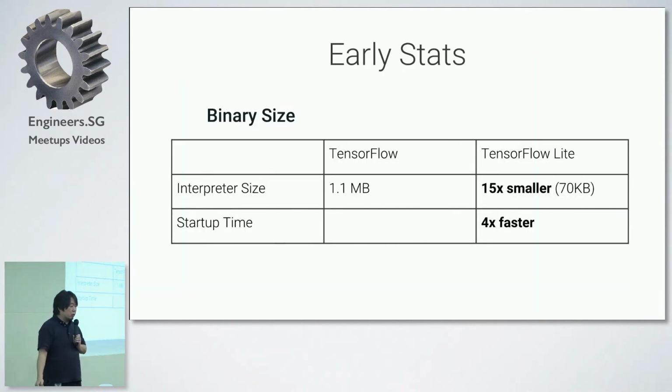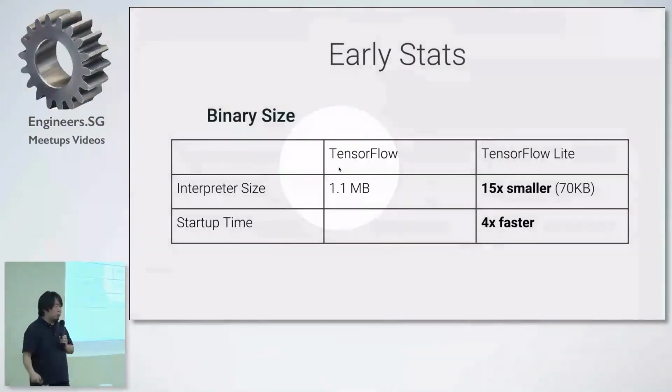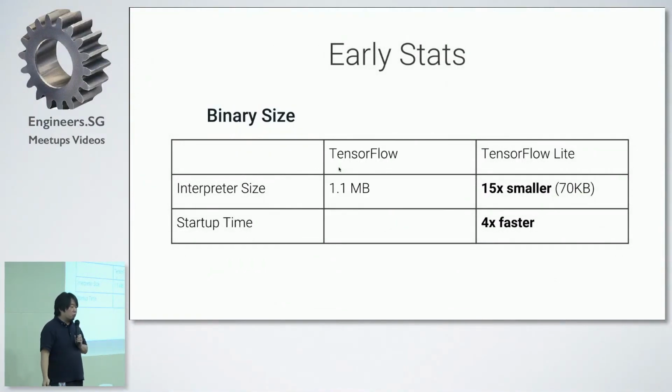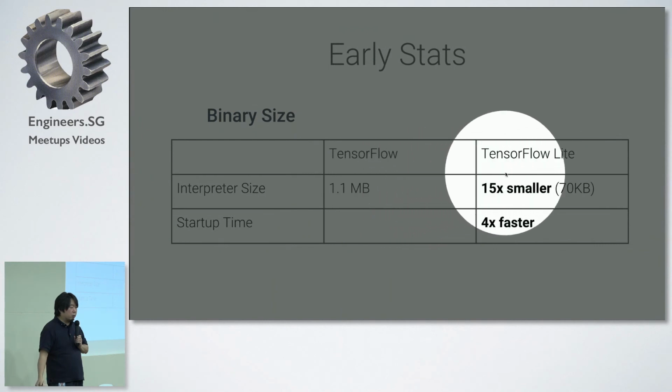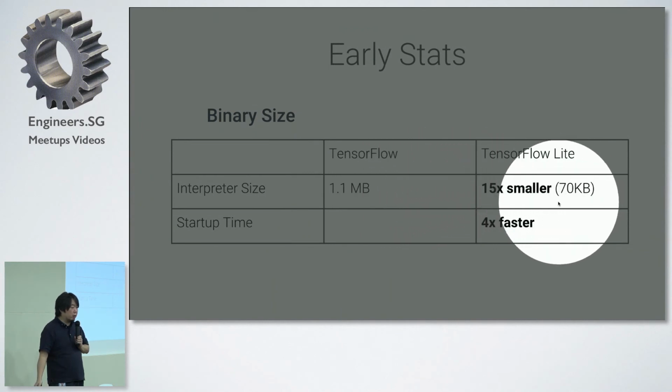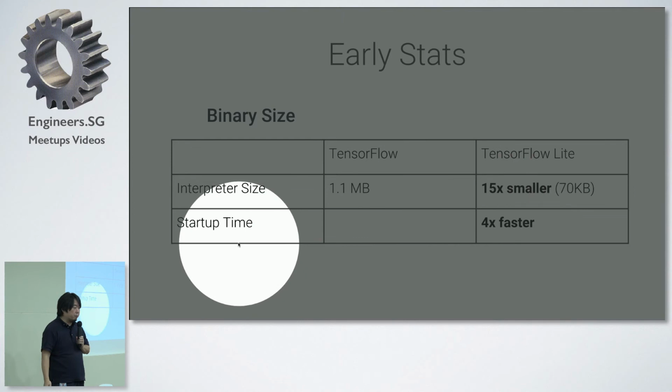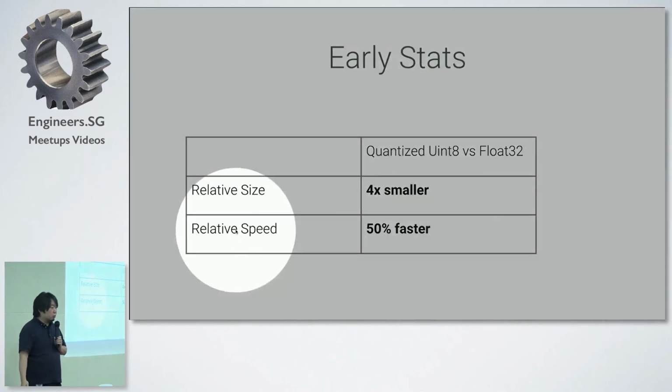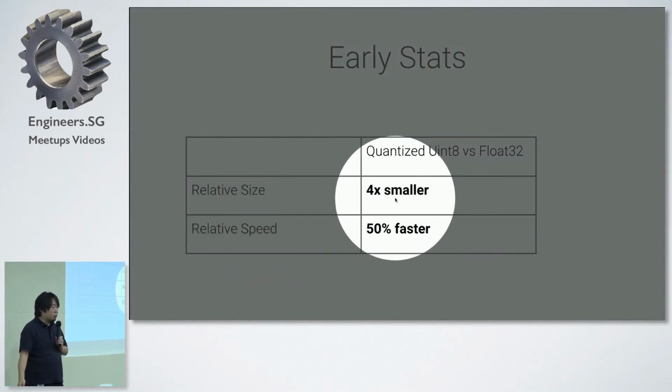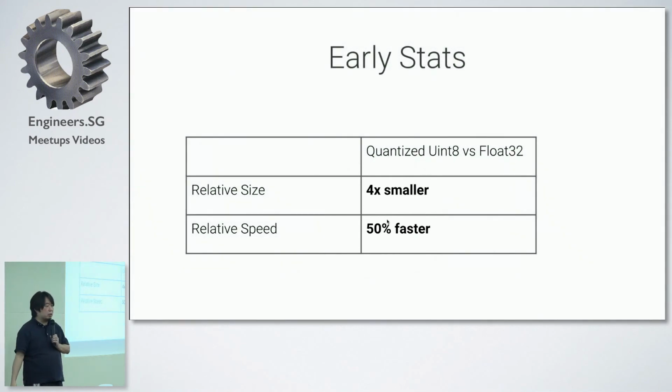So what's the result? As I mentioned, by using many optimization techniques, you can compress the binary interpreter size into 1 megabyte, but with TensorFlow Lite, it's much, much smaller, 70 kilobytes, 4 times faster for starting up time. And also, the size can be 4 times smaller and 50 times faster for the startup speed.